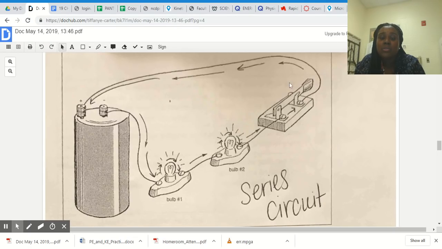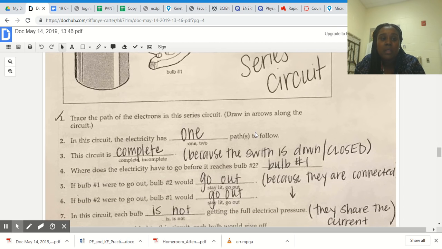This is an example of a closed circuit because everything is flowing. Everything is able to receive energy. That's why these lights are bright, because everything's nice and connected. Now, if this switch was open, then energy would not be able to flow.